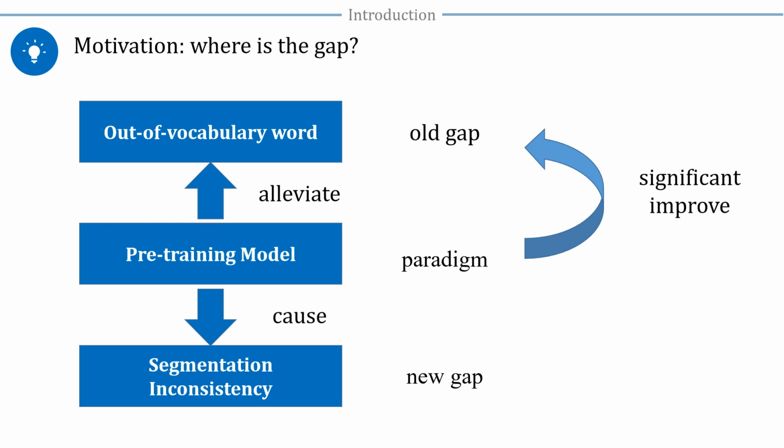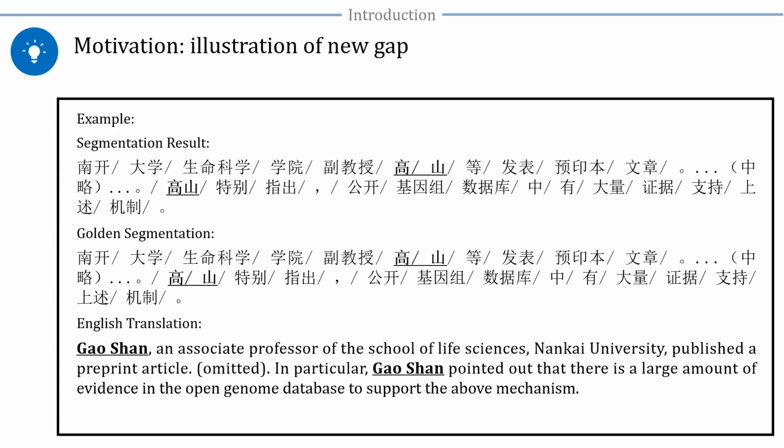The input sentences are independent. It will lose the context information. The segmentation inconsistency is the most direct embodiment of this gap.